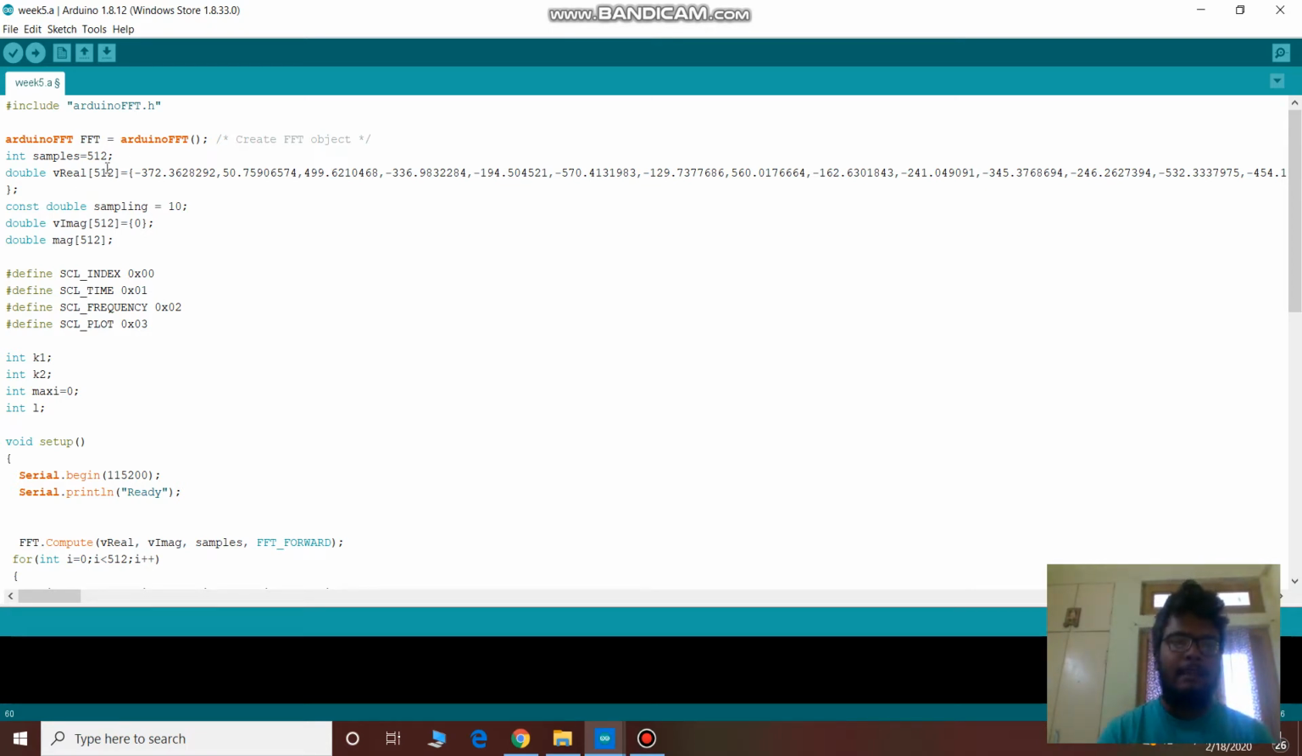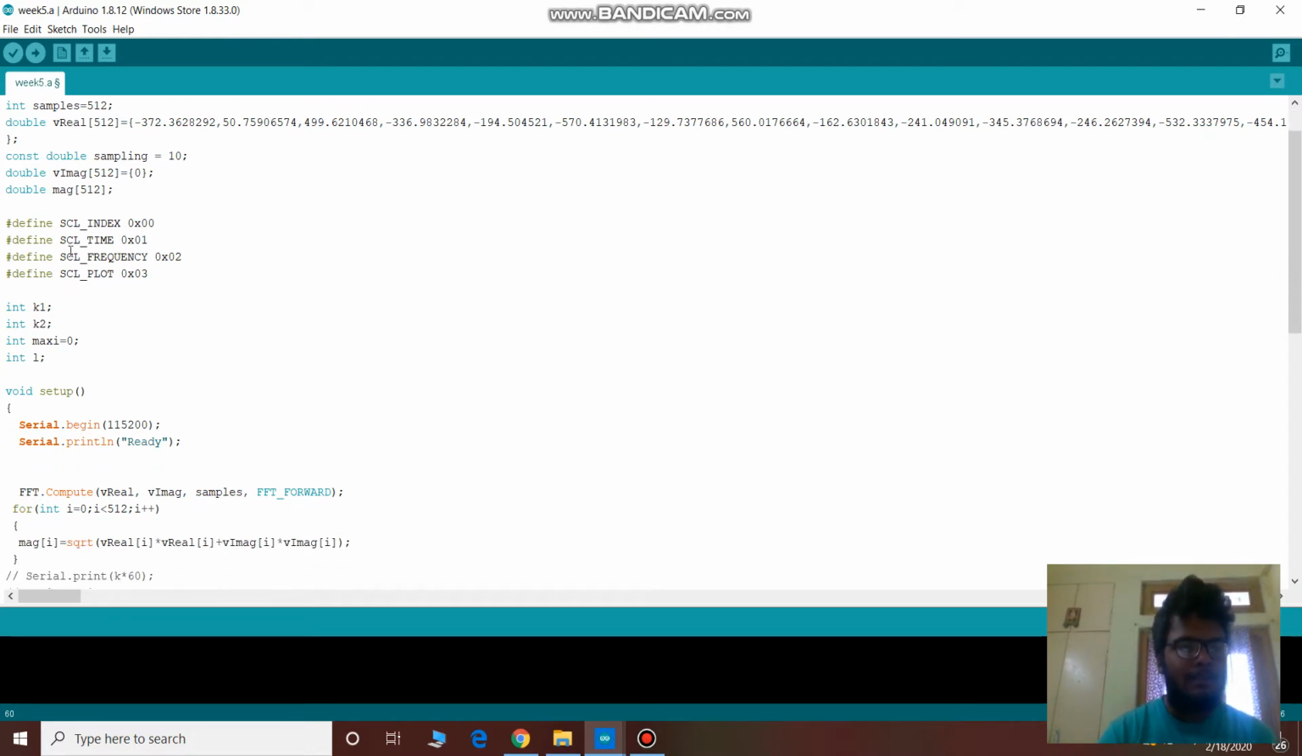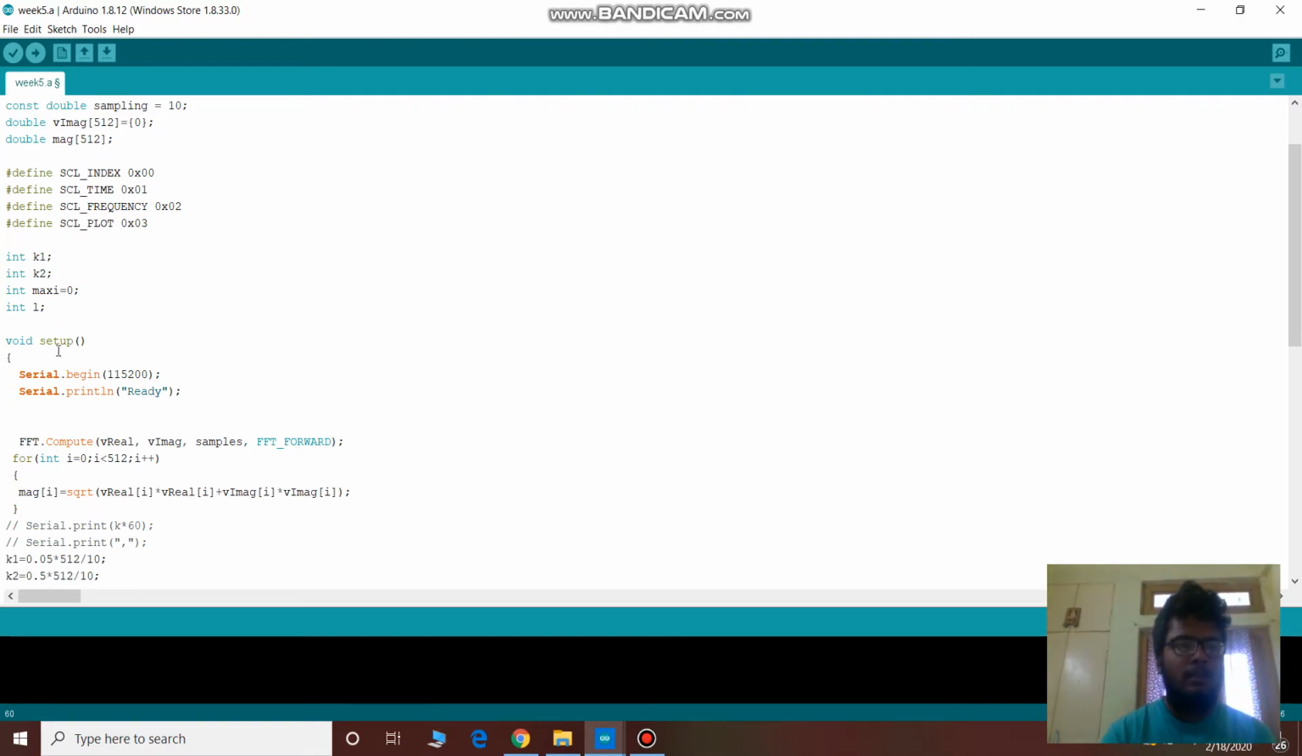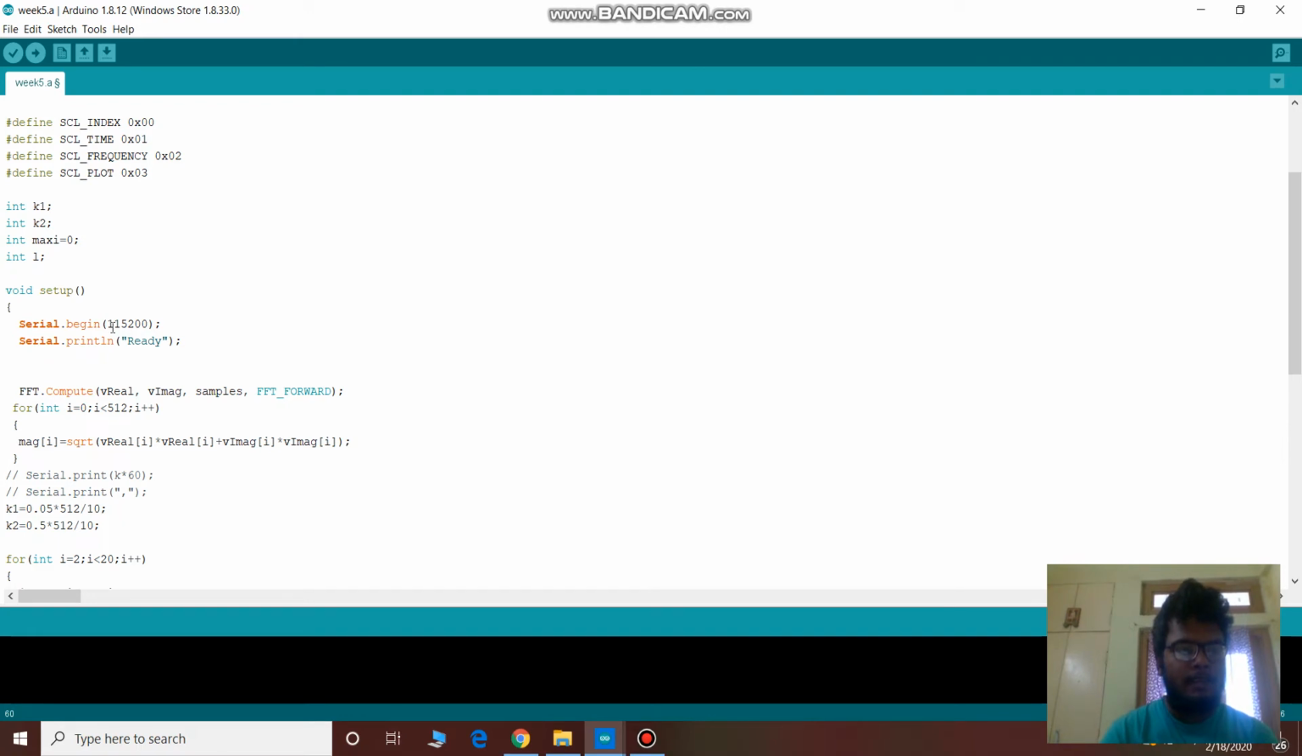We take all these values as real values, and the imaginary values are taken as 0, and I have taken the matrix for magnitude. I have taken two integers, max value and L value. After this is done, I have taken Serial.begin of 115200 and Serial.print of ready, just for the sake of completeness. That's it. So now I'm taking FFT.compute.